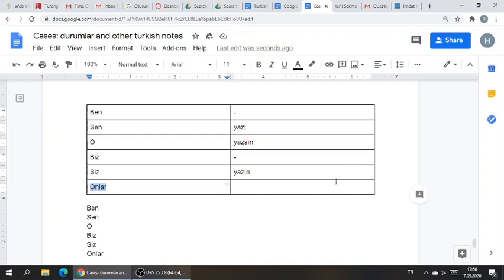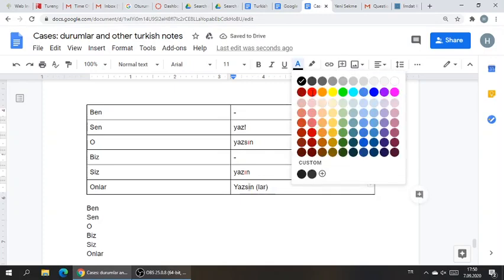And if o and onlar look the same, remember? How does that work? Guess what onlar would be? It can either be yazsın, or you can put the lar on there, okay? And red for vowel harmony.